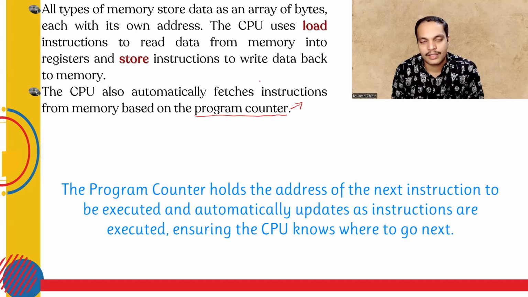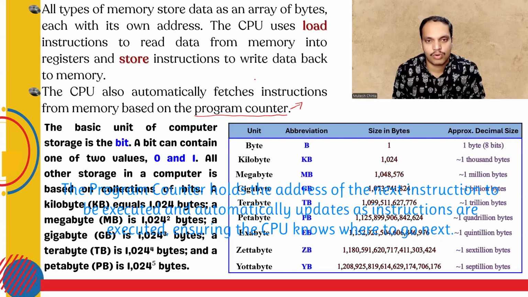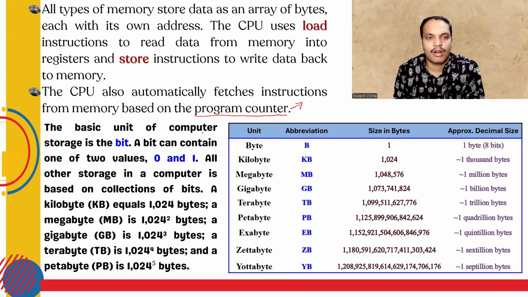To understand this better, we need to know some basics. So the basic unit of computer storage is the bit. Bit actually stands for binary digit. It can have only two values, either 0 or 1. All other storage in the computer is based on collections of bits. So we start with the first basic collection, which is the byte, which is nothing but 8 bits.